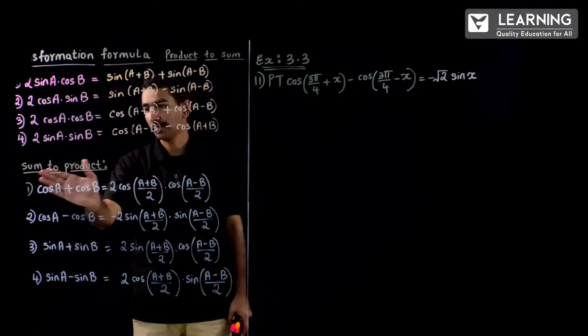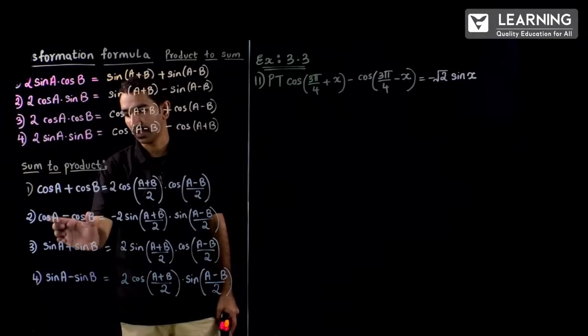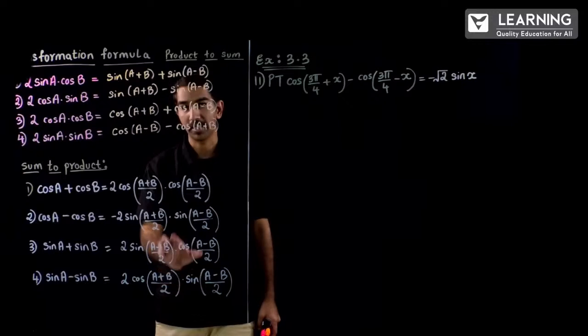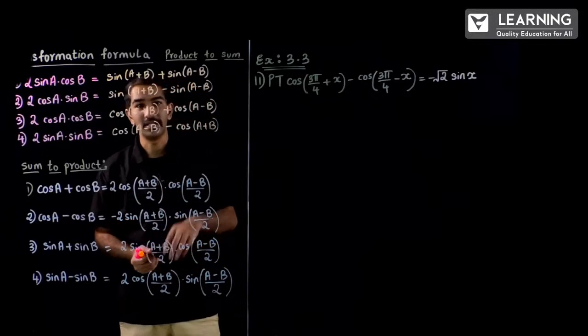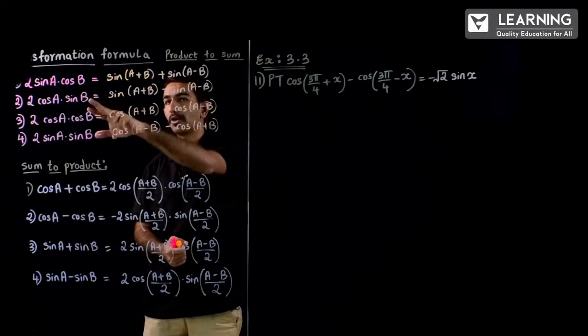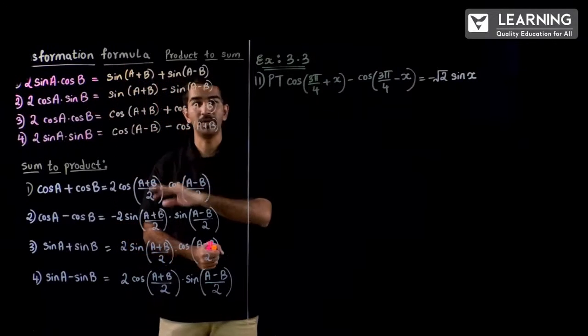And the next one is called sum to product. You see the sum, right? So here we have the sum to product. So here we have the product. Product to sum, sum to product. Both together are called what? Transformation formula. Means transforming product to sum and vice versa.